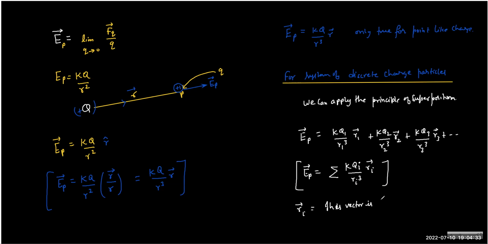This vector is directed towards the point P with respect to the ith charge. I hope this part is clear. Any doubt in this? What is ri meaning? Yes. So if we have 10 different charges at 10 different locations, you will have 10 different r values, right?